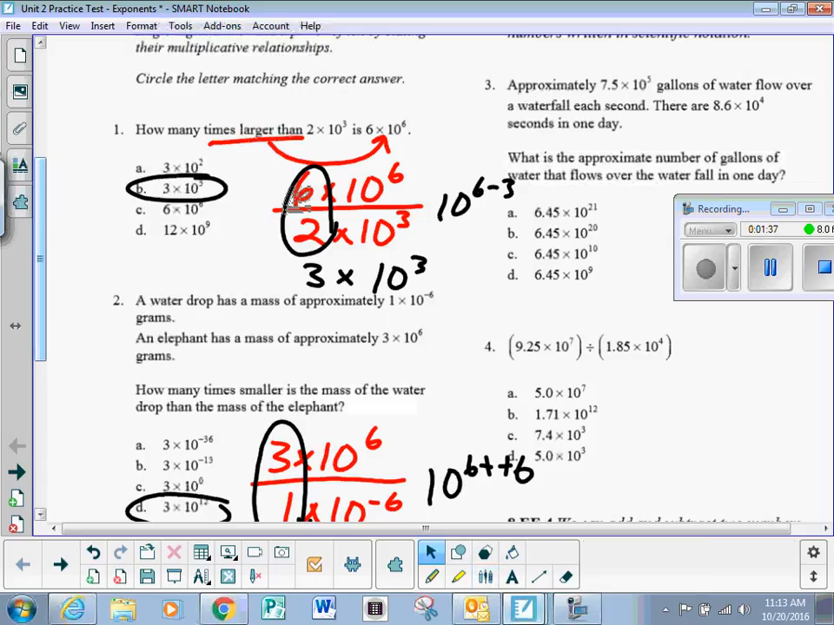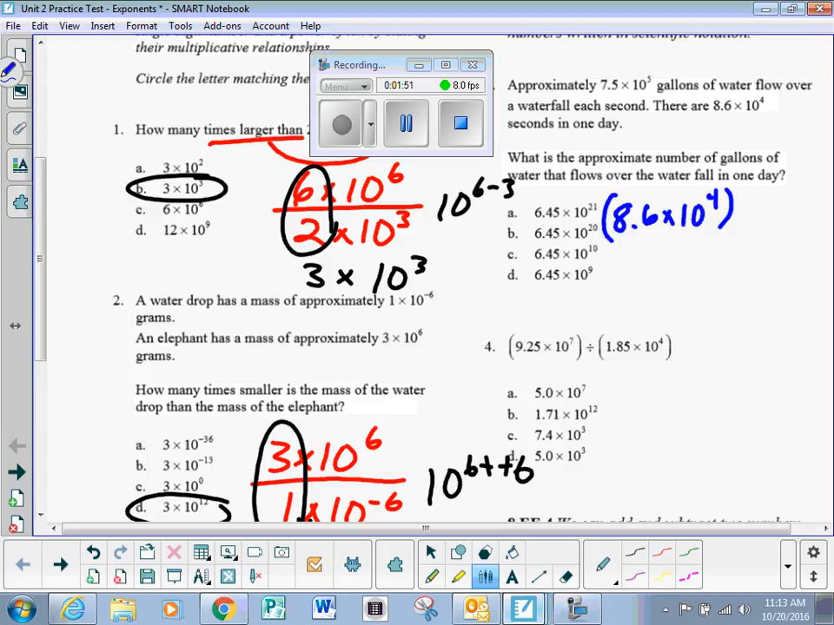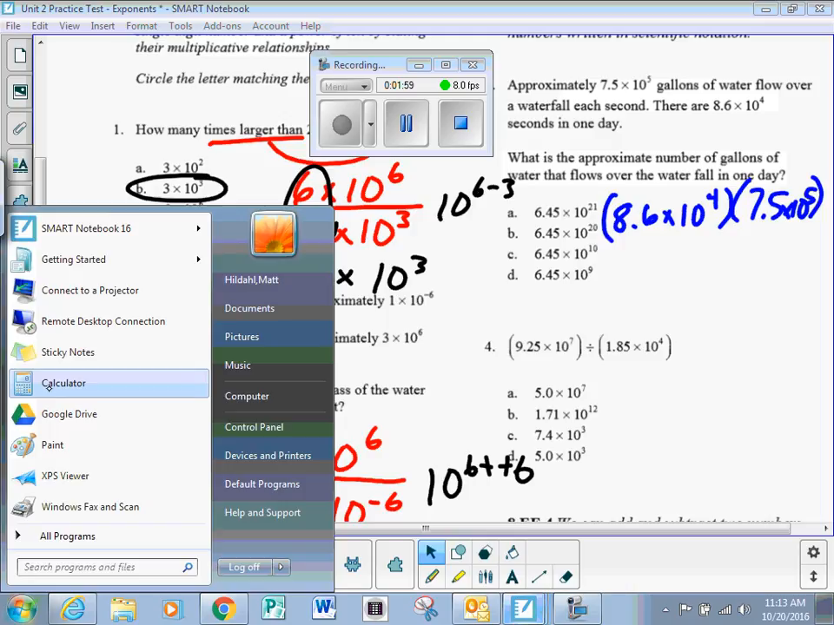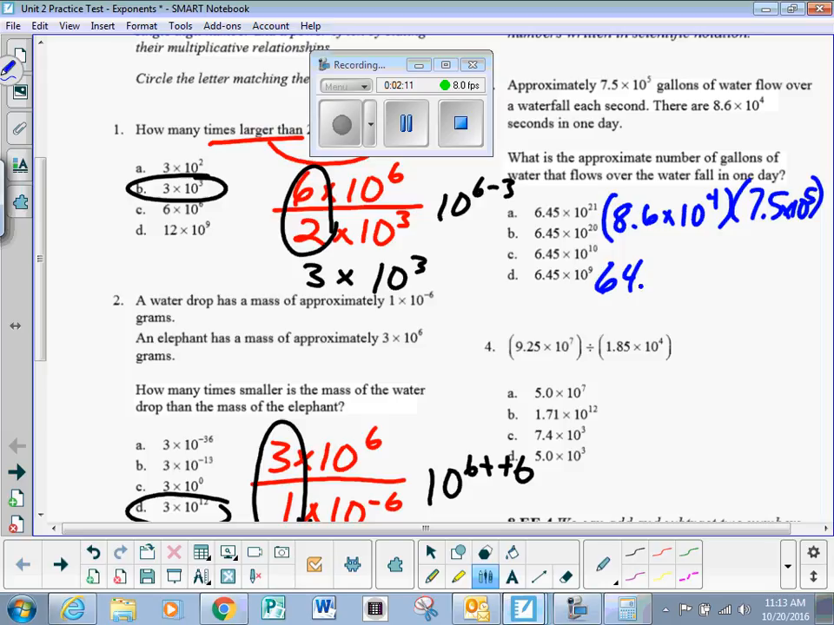Same dealio, similar anyways. If we have that many gallons of water and that many seconds in a day, I need to multiply those together. So I have 8.6 times 10 to the 4th times 7.5 times 10 to the 5th. And when I multiply the numbers together, what do I get? Let's find out. When I multiply the numbers together, I get 8.6 times 7.5, and I get 64.5. And then when I multiply things with the same base, I add exponents. So 4 plus 5 is 9.